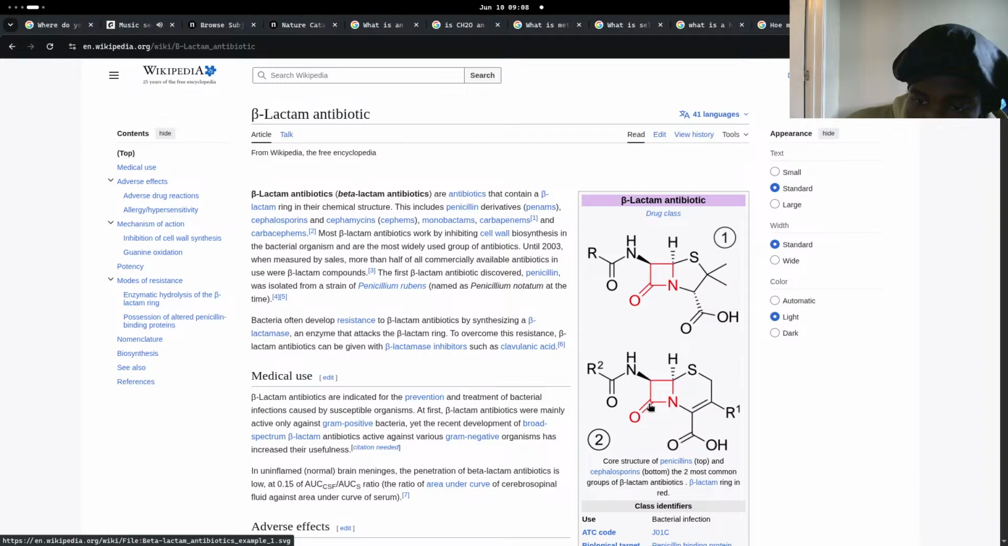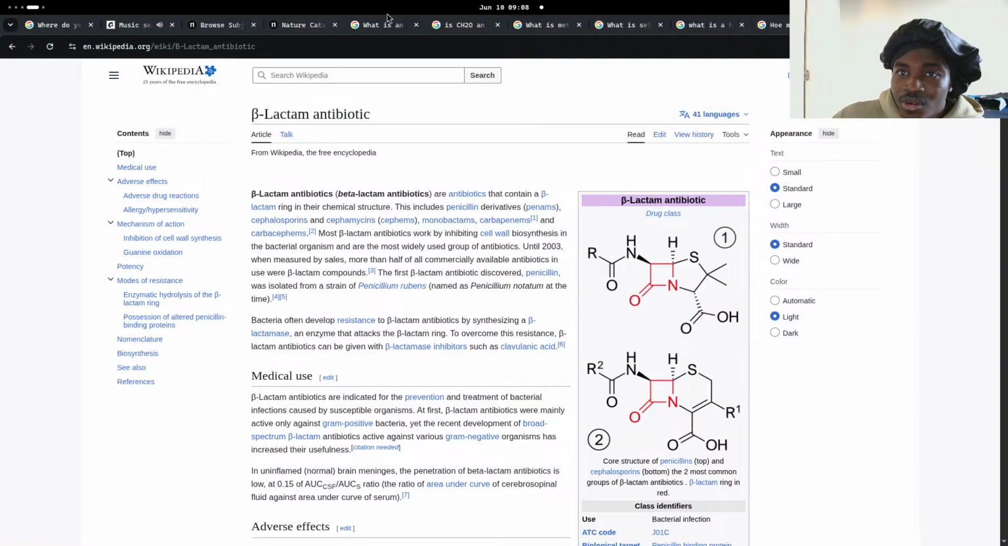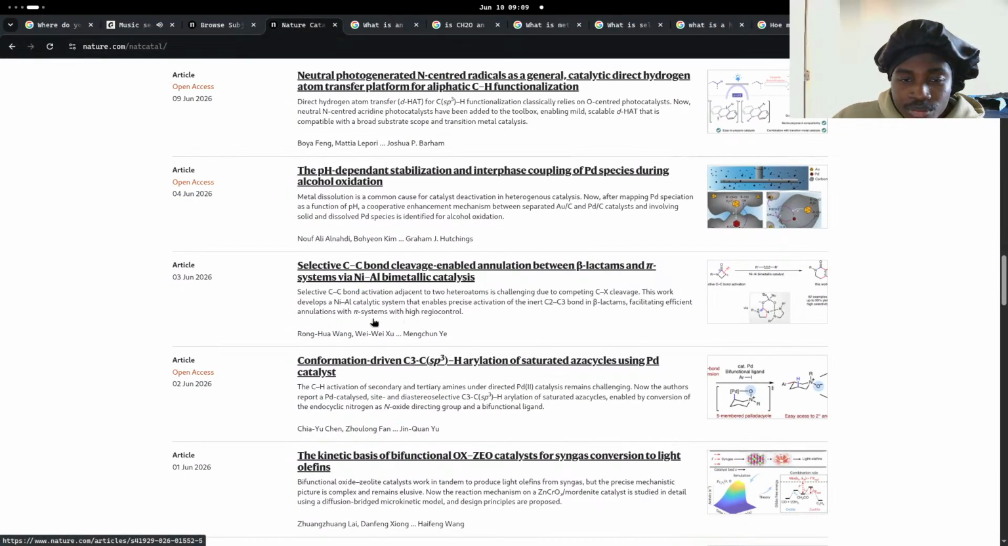All right, so C1, C2, C3. So these carbons. Oh, okay, I see. Because this is a heteroatom. Oh, of course. Sulfur is a heteroatom. Nitrogen is a heteroatom. Okay, that's cool. So this work develops a nickel aluminum catalytic system that enables precise activation of the inner C2-C3 bonds in beta lactams, facilitating efficient annulations with pi systems with high regio control.